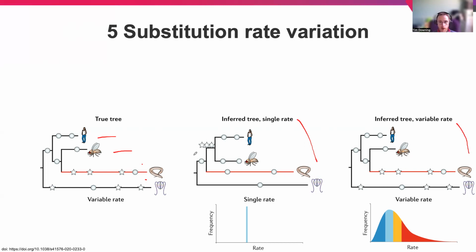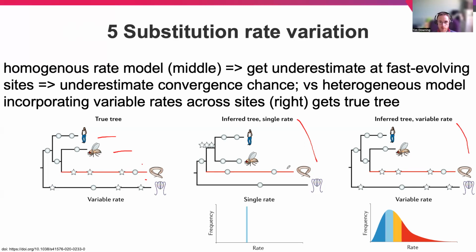So if you think about it, in a homogeneous rate model we may get an underestimate at fast evolving regions. This may underestimate the convergence chance of different mutations. If we look at a heterogeneous model that allows rates to vary across different sites, we may be able to get a better tree that infers where these mutations arose. So if we look at the alignment, we'll see more changes occurred along these two lineages.